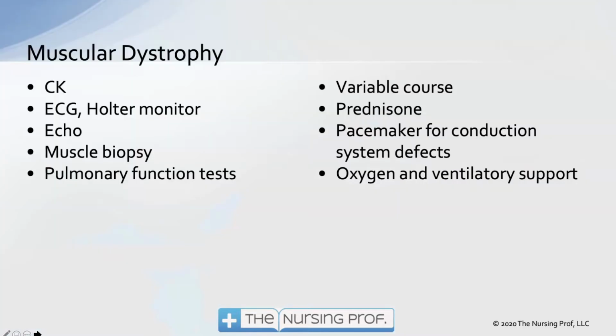Let's keep moving. In the next section here, we're going to first talk about muscular dystrophy. So that is another one of our issues that the AACN wants us to know about for our CCRN.